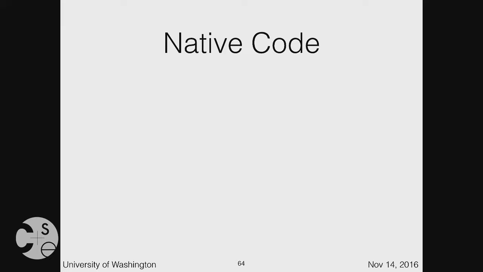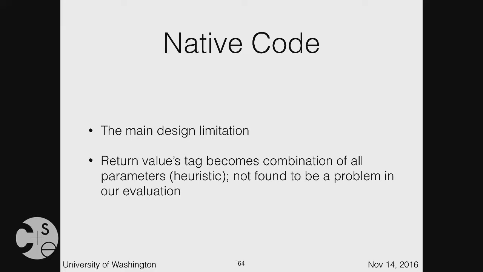How we track taint tags through native code is really our main design limitation. We use a heuristic where a return value's tag becomes the combination of all parameters. This was something that we found to be imperfect, although it didn't necessarily cause any issues in our evaluation. We're not the first to use this kind of heuristic. Taintroid, which does taint tracking on Android, which is very similar to the JVM, uses the same idea. You could get around this by modeling these calls, which we could do too.